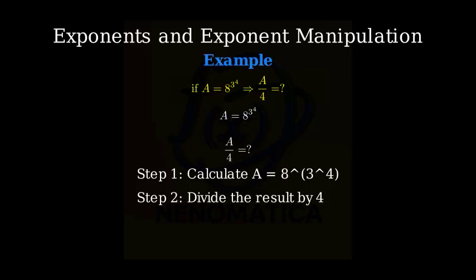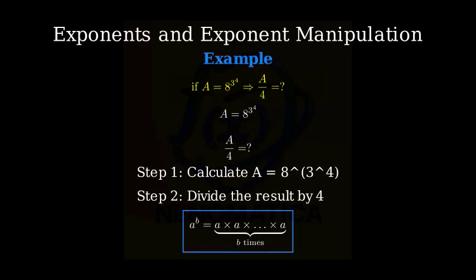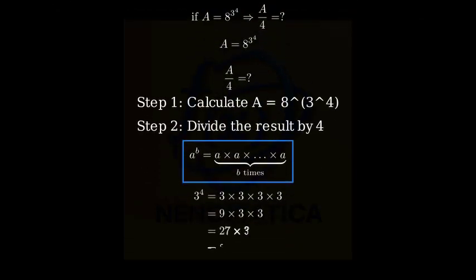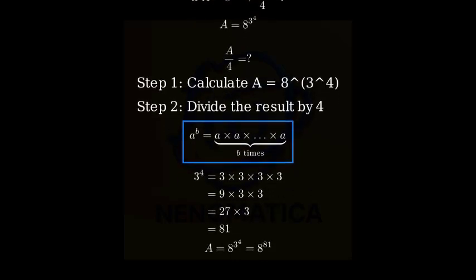Let's start by calculating 3 raised to the power of 4. Remember the rule of exponents. To calculate a raised to the power of b, we multiply a by itself b times. So 3 raised to the power of 4 means 3 multiplied by itself 4 times. 3 times 3 times 3 times 3 equals 81. Now we need to calculate 8 raised to the power of 81.